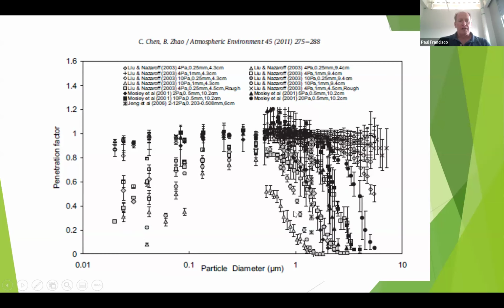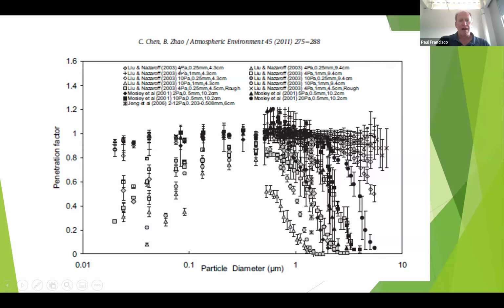But here's the thing, this paper from 2011 by Chen and Zhao, they looked at three different studies. One was Liu and Nazarov, one was Mosley et al., and then this one from Zhang et al. And the thing that's really fascinating to me about these is they were looking at the same size crack. So here, we see 0.25 millimeter, 4.3 centimeter.